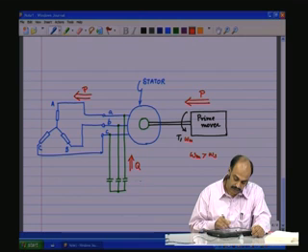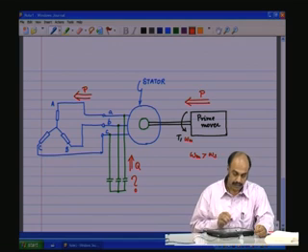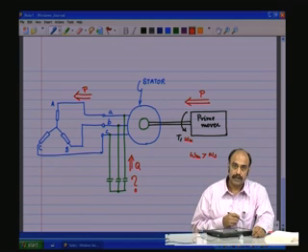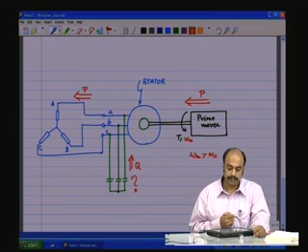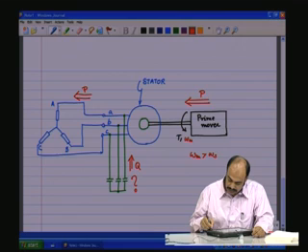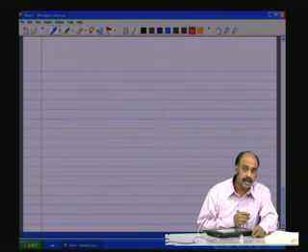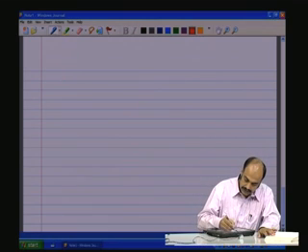How much is the amount of capacitors that we need to put? That would depend upon the amount of flux that we need to build up, or that is the reactive energy that is needed to build up the flux. Probably an example will clarify that particular issue. So let us now work out an example from the textbook, and let us start with the following specs.